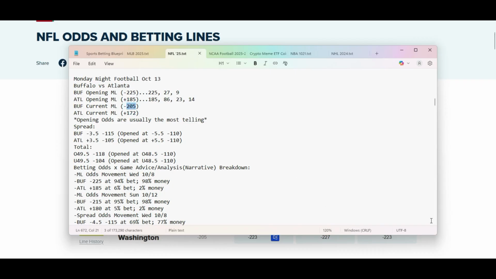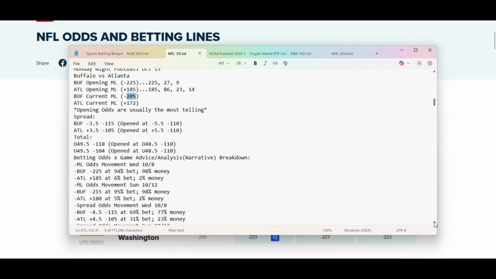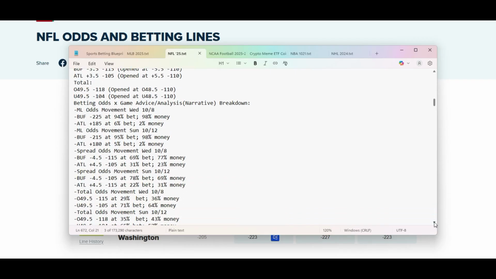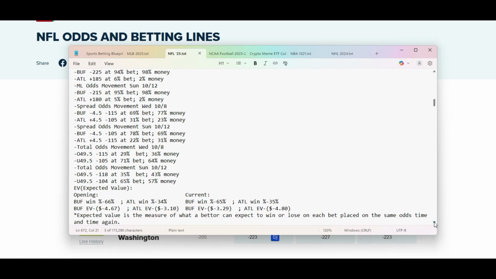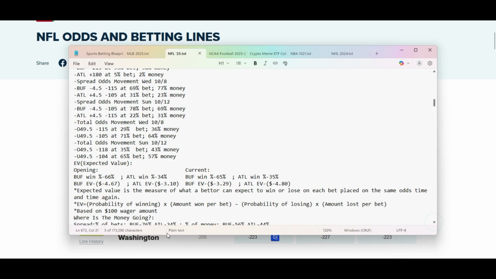They're not decreasing in value, and we're going to go over expected value here in a moment. Expected value is the measure of what a bettor can expect to win or lose on each bet placed on the same odds time and time again.